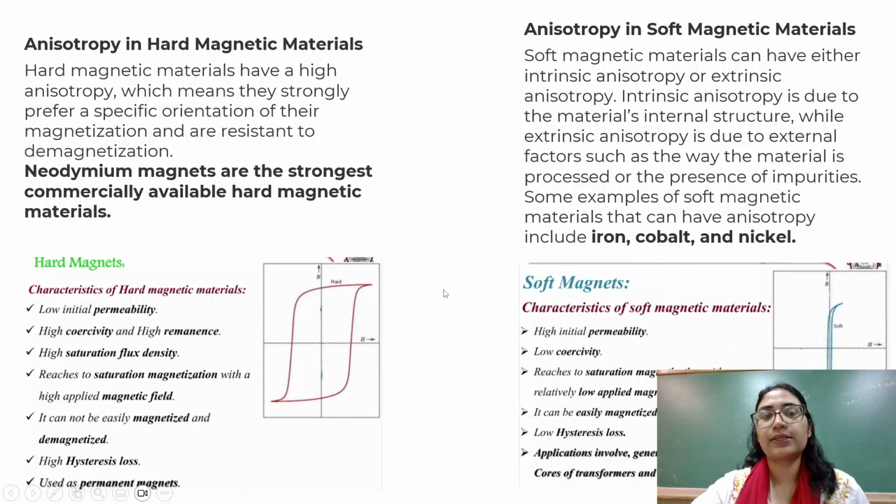And anisotropy is different in hard magnetic materials and soft magnetic materials. Basically, in the hard materials we have high coercivity and high remanence as compared to the soft materials, where they are low. As you can see, we have a large hysteresis loop as compared to the soft material, where it is a small hysteresis loop. In the case of hard materials, we usually have permanent magnets, and in the case of soft ones, we have generators, motors, and these kinds of things that involve a low hysteresis loop. The examples are basically neodymium magnets, which are strong commercially available magnets. And we have some soft magnetic materials in which iron, cobalt, and nickel are involved.